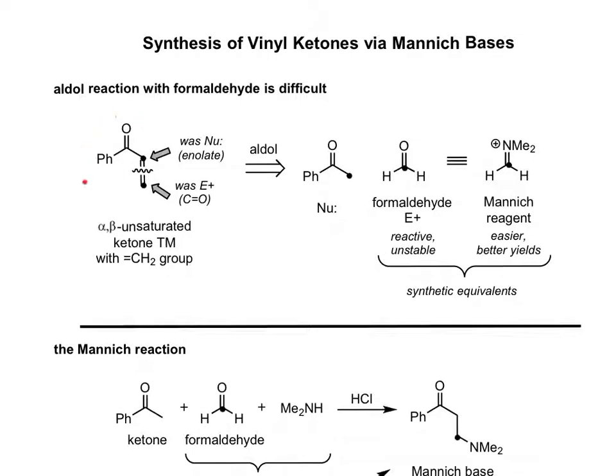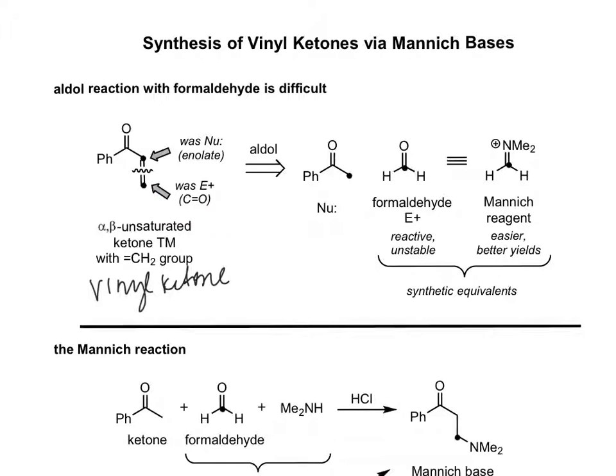What if we wanted to make a target molecule like this? We could call this a vinyl ketone. It's an alpha beta unsaturated carbonyl, and it has a 2-carbon unit here attached to the carbonyl.